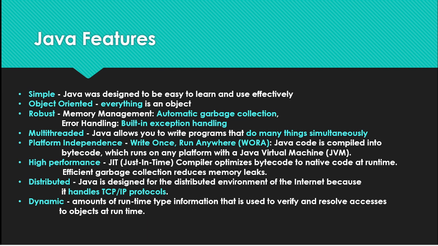The next feature is multi-threading. Java allows you to write programs that will do many things simultaneously. We can achieve concurrency using Java as well. Next is platform independent, meaning write once, run anywhere. As we know, Java code is compiled into bytecode, which runs on any platform with a Java virtual machine.